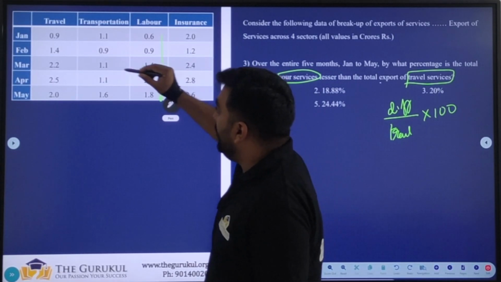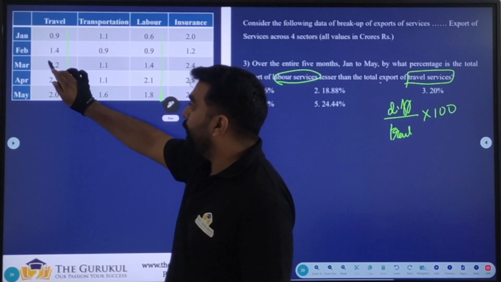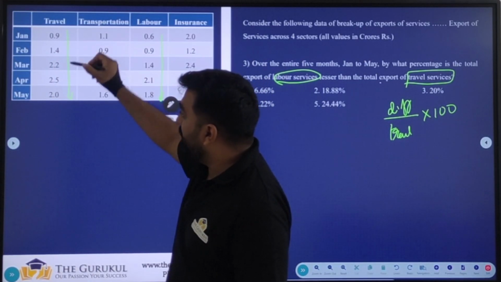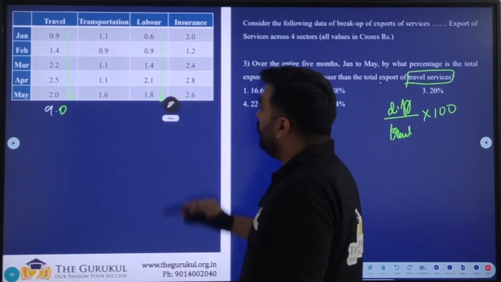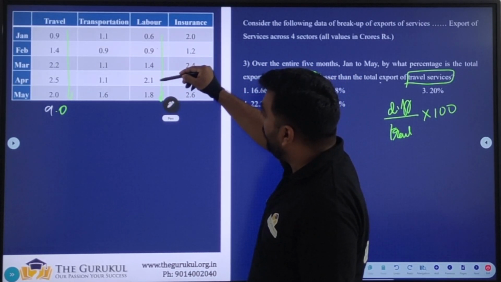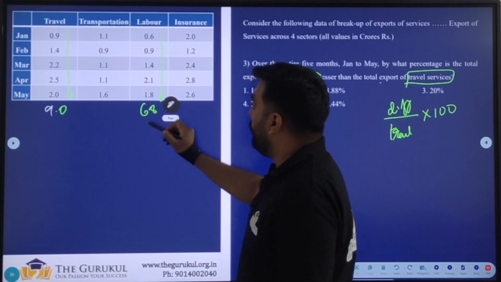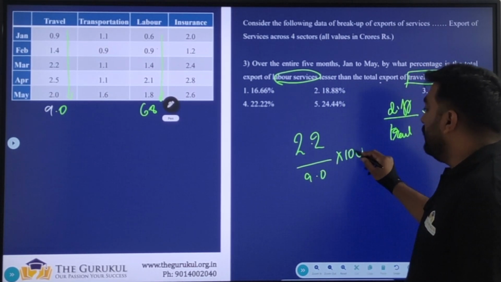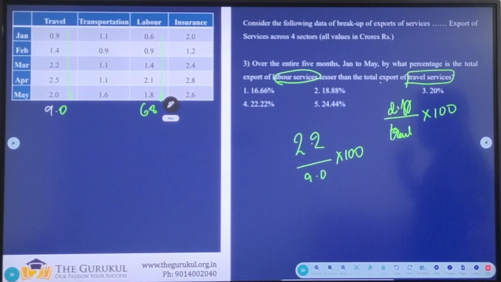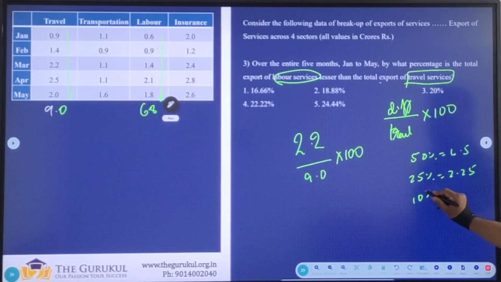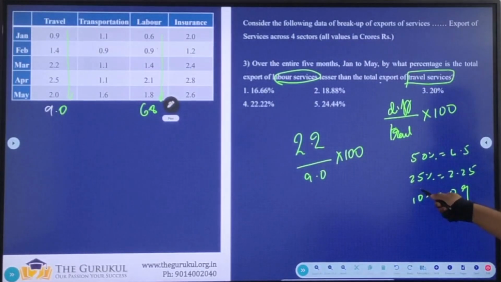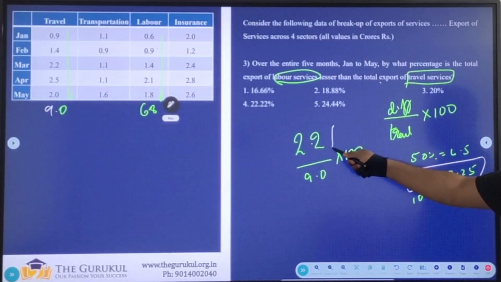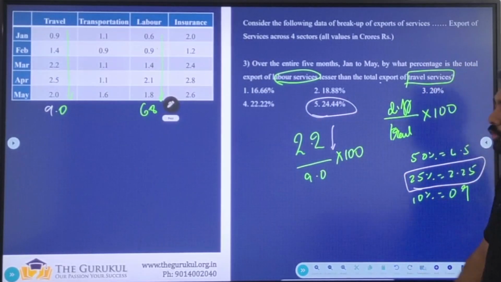So let us add all the labor and all the travel together. 2, 3, 4, 5, 6, 7 and then 8, 9.0. 1, 2, 3, 4 and this will be 5 and this is 6, this is 6.8. The difference is 2.2 on 9.0 multiplied with 100. What did I tell you? When you have the denominator, first find out 50%, which is equal to 4.5, 25%, 2.25, 10%, 0.9. The answer is close to 25%, but less than 25%. So the answer should be 24.44.